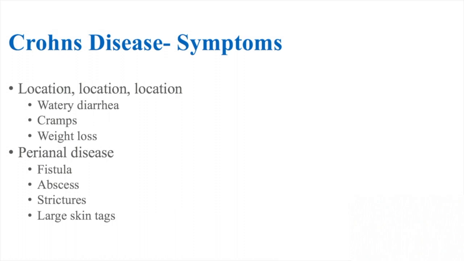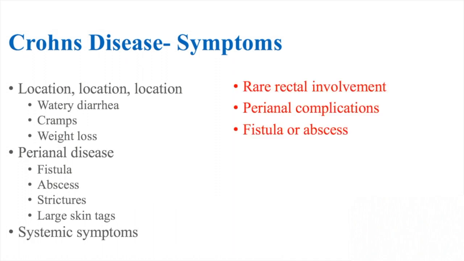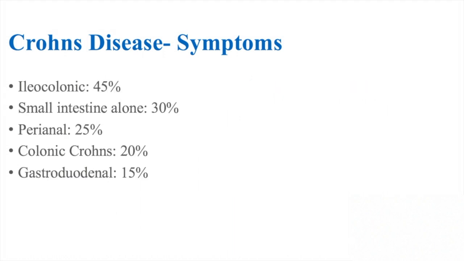But the key thing with Crohn's disease is that you can have perianal disease, meaning you can have fistulas, abscesses, strictures, and even large skin tags, which is very different from ulcerative colitis. With Crohn's disease, you have very rare rectal involvement, but you do have perianal complications, like I mentioned before, mainly fistulas and abscesses. So somebody who has a fistula or an abscess, we're thinking more along the lines of Crohn's disease than ulcerative colitis. Now, like I mentioned before, Crohn's disease can present anywhere within the gut.